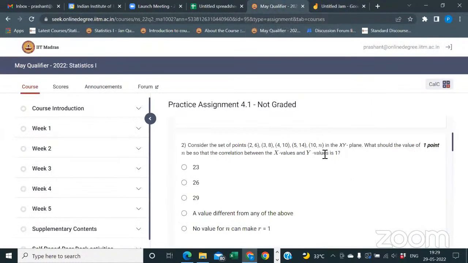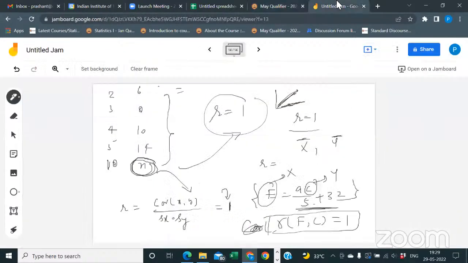Then what is the question? The question is, it should be 1. Yes, sir. It's talking about perfect correlation. Yeah, it is asking for what value of n it should be 1. But at this point, things are violated. Yes, sir. Okay.